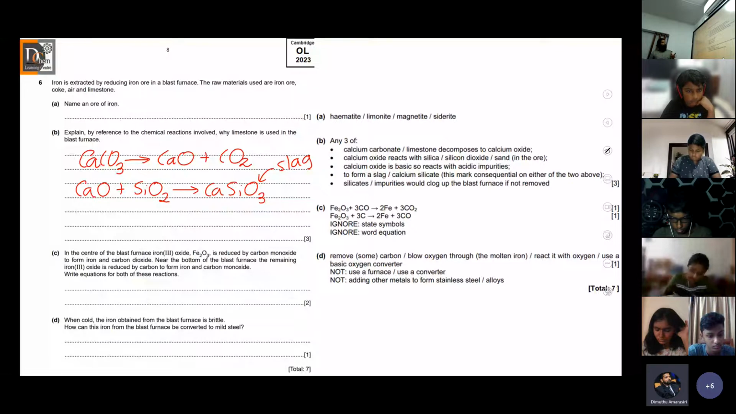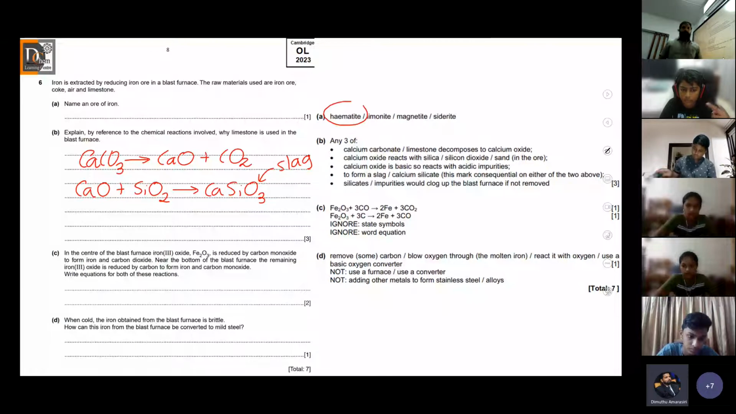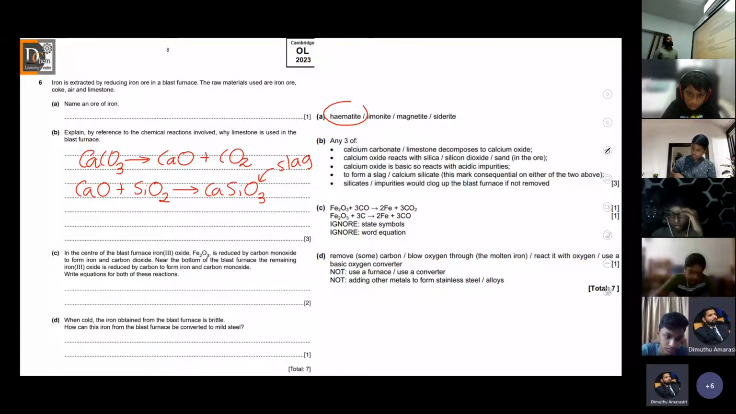Now you can see they haven't given marks for equations, have they? No. Before that, you might see hematite, limonite, magnetite, siderite, right? Some weird names. You don't have to remember all these things. Just in case a student has referred to some extra knowledge and written, that's why they have given the marks. They are expecting only hematite, right? Next, calcium carbonate, limestone decomposes to calcium oxide.